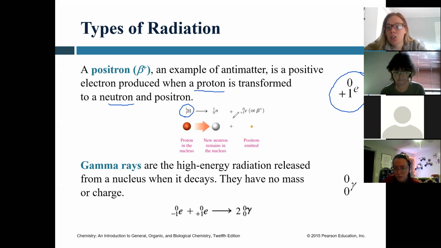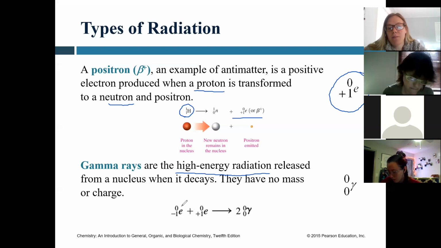How do I get rid of the charge? I kind of poop out a positron. So we've got alpha decay, beta decay, positron decay. And then the last type of decay we have is known as a gamma ray or gamma radiation. This is the highest energy radiation out there. Right? This is released from the nucleus when it decays. And the important thing about this is that there is no mass to it.